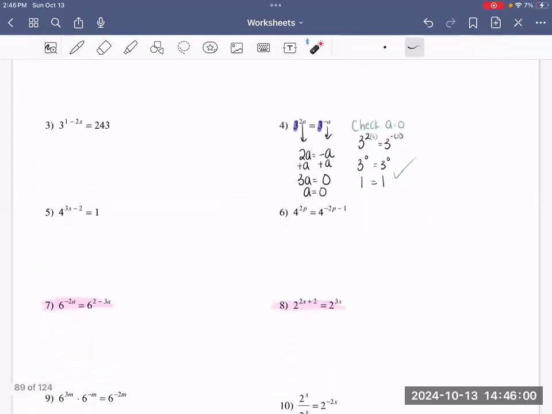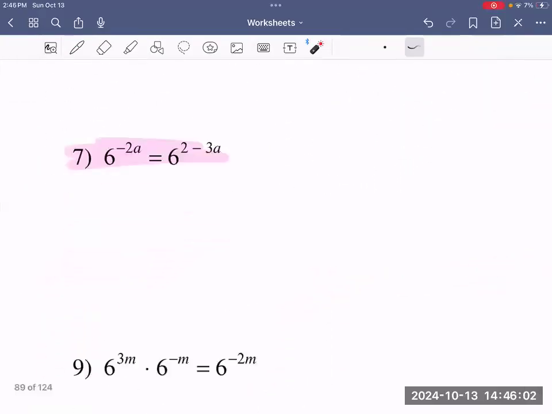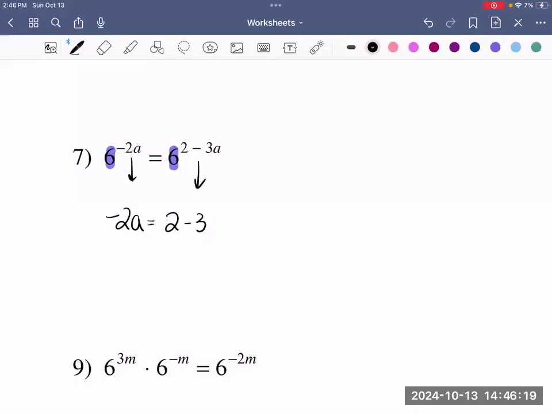Let's try another one. Let's try number 7. Once more, we want to make sure that your bases start off as the exact same and they're on either side. Then we can go ahead and allow everything to drop. We have negative 2a is equal to 2 minus 3a. We want to now start to solve for your variable. So let's add 3a over. So we have a is equal to 2.